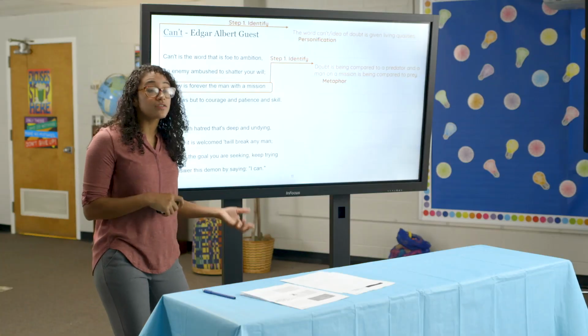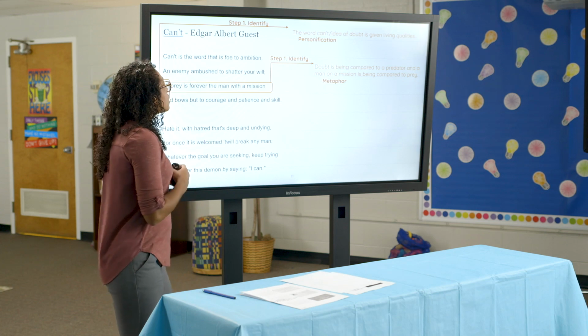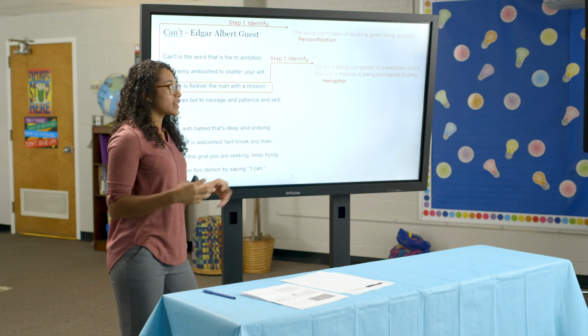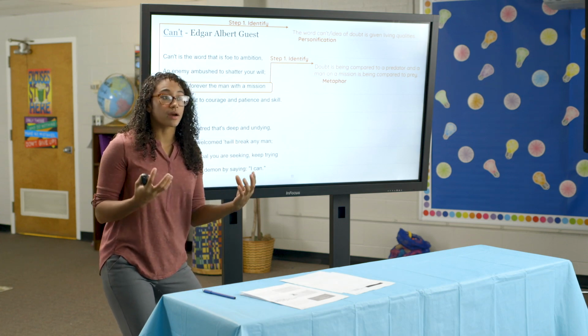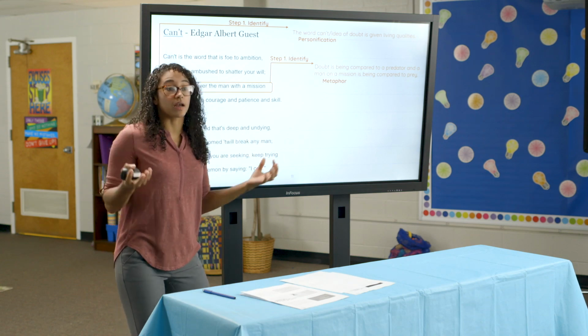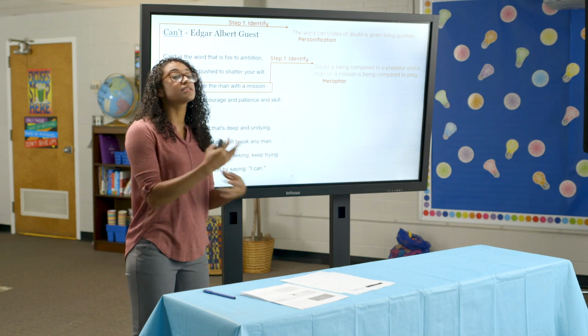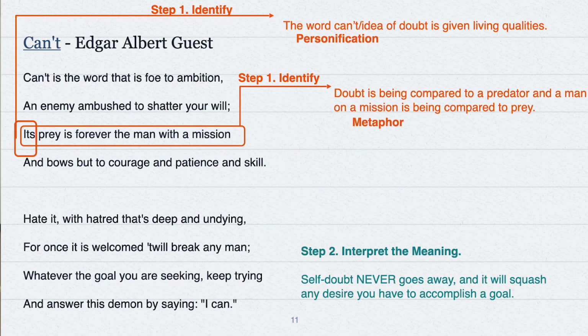So now that we've identified our figurative language, we're going to go ahead and interpret it. If the author is saying that doubt is a predator, I have to think, what do I think about when I think of a predator and prey? I think of animals. I think of a tiger stalking its prey and constantly following it. And this helps us understand that self-doubt never goes away.